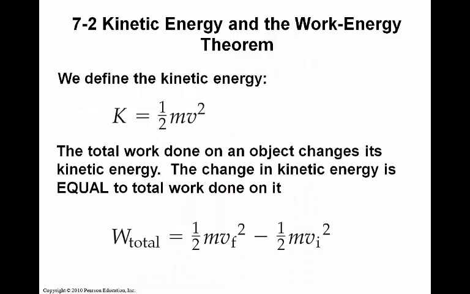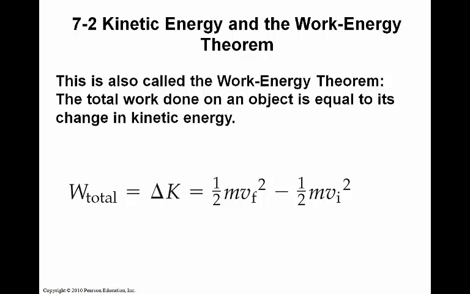We define the kinetic energy of an object to be energy due to motion. It can be calculated using the formula K equals 1/2 mv squared. The units will need to be in kilograms and meters per second so that we can maintain our units of joules for kinetic energy. The total work done on an object changes its kinetic energy. So the total work is equal to the change in kinetic energy the object experiences.